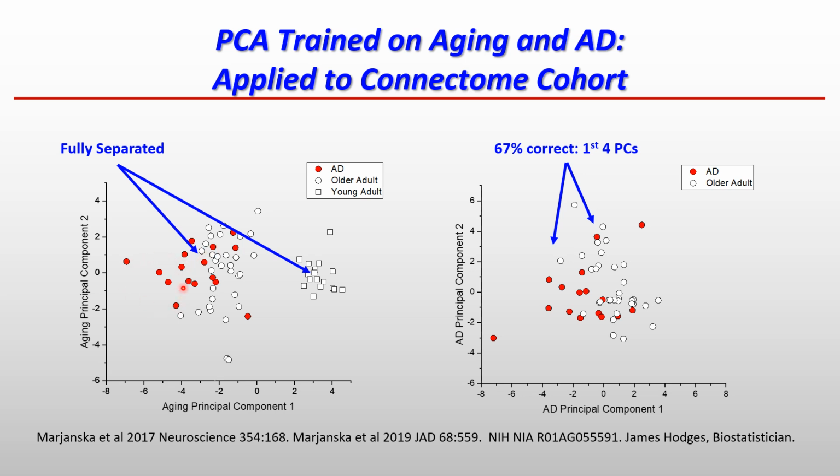We similarly calculated the AD principal components from the young adult cohort. These young participants fell within a separate domain from AD, beyond the edge of aging or AD in the expected direction.